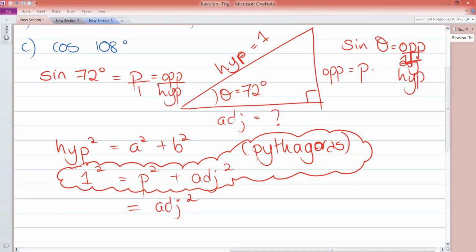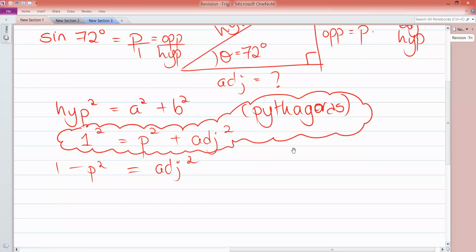Okay, all right. So we want to solve for the adjacent side, the missing side. Balancing method: 1 minus p squared is equal to the adjacent side squared. Inverse operations, you're going to square root both sides. When you square root both sides, the adjacent side ends up being equal to the square root of 1 minus p squared. That is what your adjacent side is now equal to.